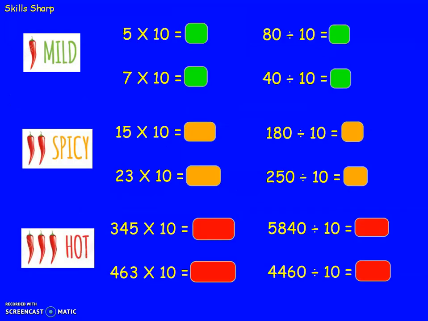Staying on the 10 theme, because we're learning to count in tenths today, I want you to have a go now at these challenges. You can choose mild, spicy or hot. Write in your book which one you're going to choose. And you're going to do 2 sums timesing the number by 10 and 2 sums dividing the number by 10. So mild, spicy or hot, off you go. Pause the video so you can do that now.